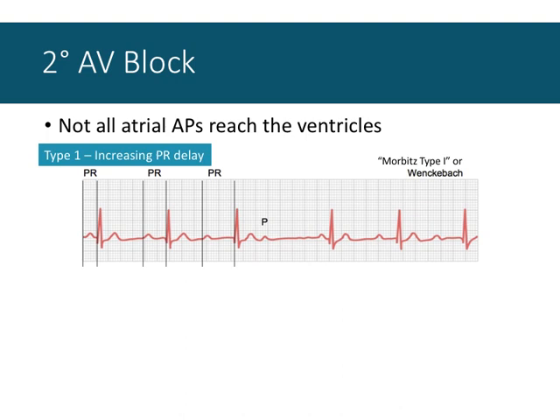Now within AV block, or the second degree AV block, there are 2 types. The first type is what I'm describing here. There is an increasing delay to the point where the delay is too long and there's no signal getting through to the ventricles. Eventually the cardiac cycle resets and that delay increases again. So we see the PR interval very short over on the far left side, increasing in duration until there's no passage of signal and no contraction of the ventricles. This is the most benign type.